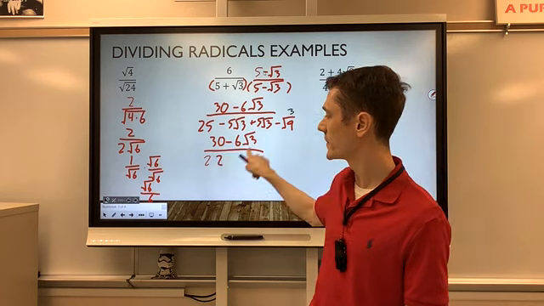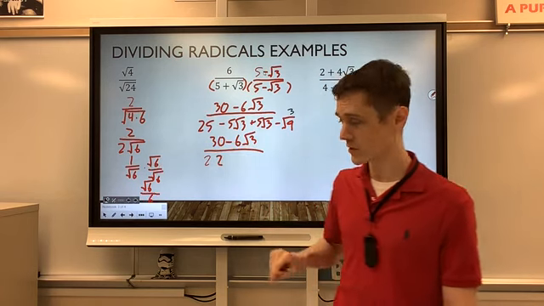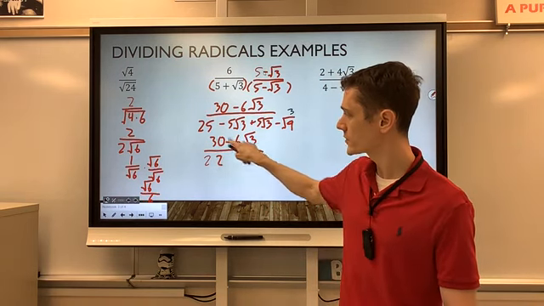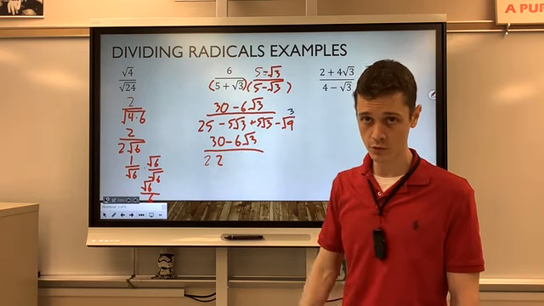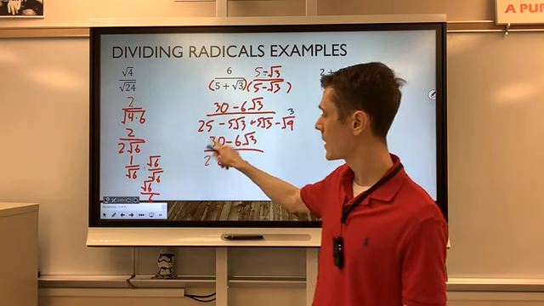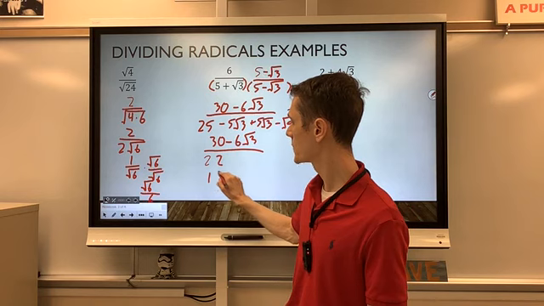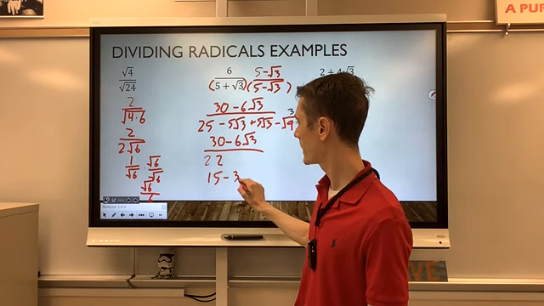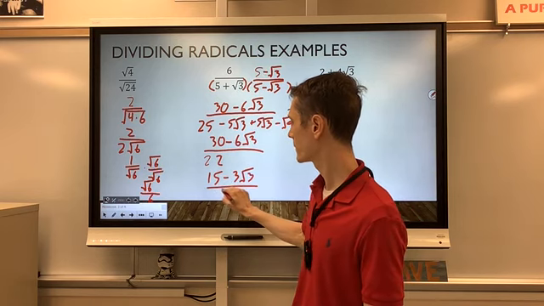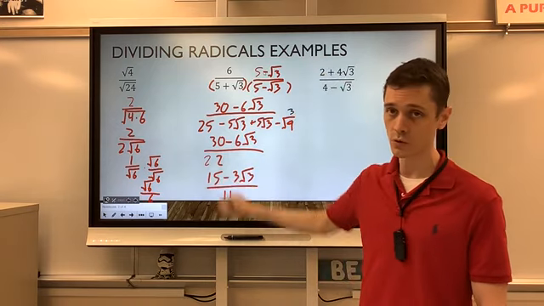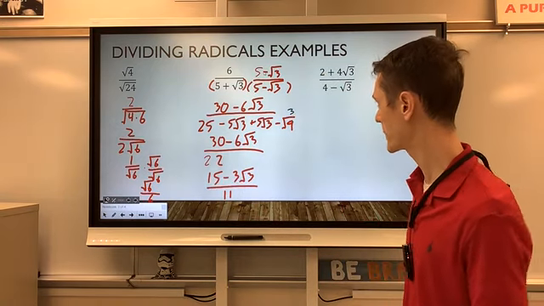The last step is just a rule from simplifying fractions in general. Since all of these whole numbers are divisible by 2, we would want to reduce our answer. So if I divide everything by 2, this becomes 15 minus 3 root 3 over 11. I don't see anything else that the whole numbers are all divisible by, so that's simplified.